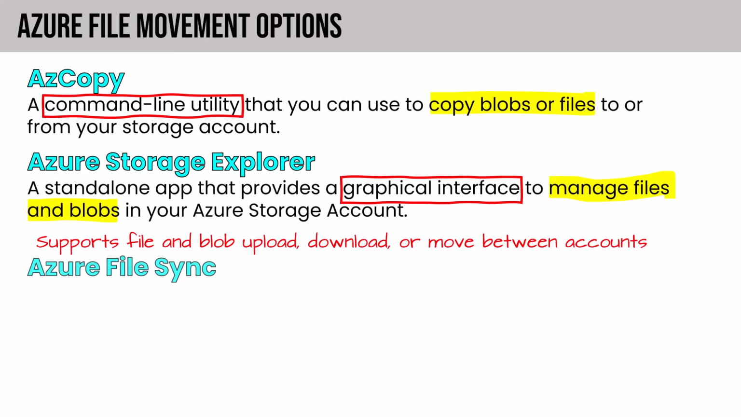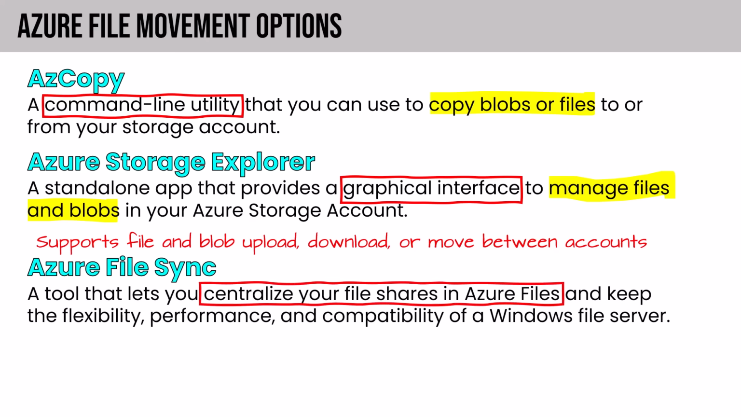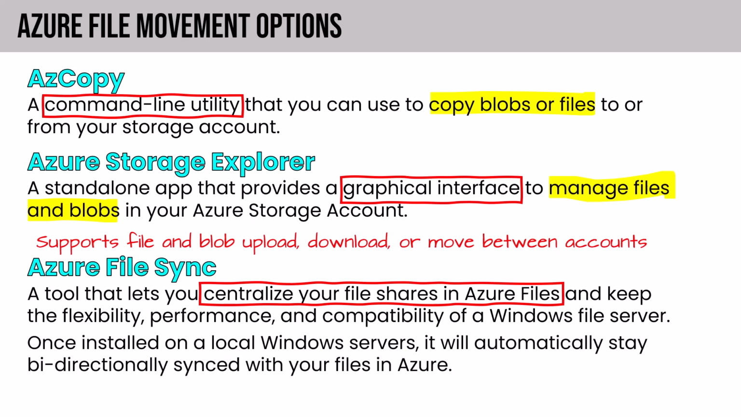So as you can see, AZ Copy is a bit more focused and perhaps more suitable for certain automation, code, or scripting scenarios. And finally, we have Azure File Sync, which is a tool that lets you centralize your file shares in Azure Files and keep the flexibility, performance, and compatibility of a Windows file server. Really supporting familiar functionality in a new place. And once installed on a local Windows server, it will automatically stay bidirectionally synced with your files in Azure. Thus the name Sync. And I've called out the key aspects of each of these tools, as you see here, to help you identify or eliminate each as an answer for an exam question.